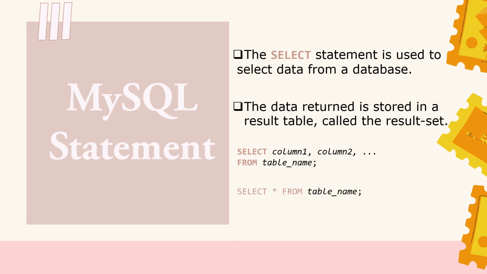This one, select asterisk from table name, means all. So the difference is that you're selecting all the columns or field names in the database. Not just like this one, if you want to specify particular fields or columns from the database, you will be using the first one, the select column. But if we want all of its content, to select everything, we will be using select asterisk from table name. Okay?